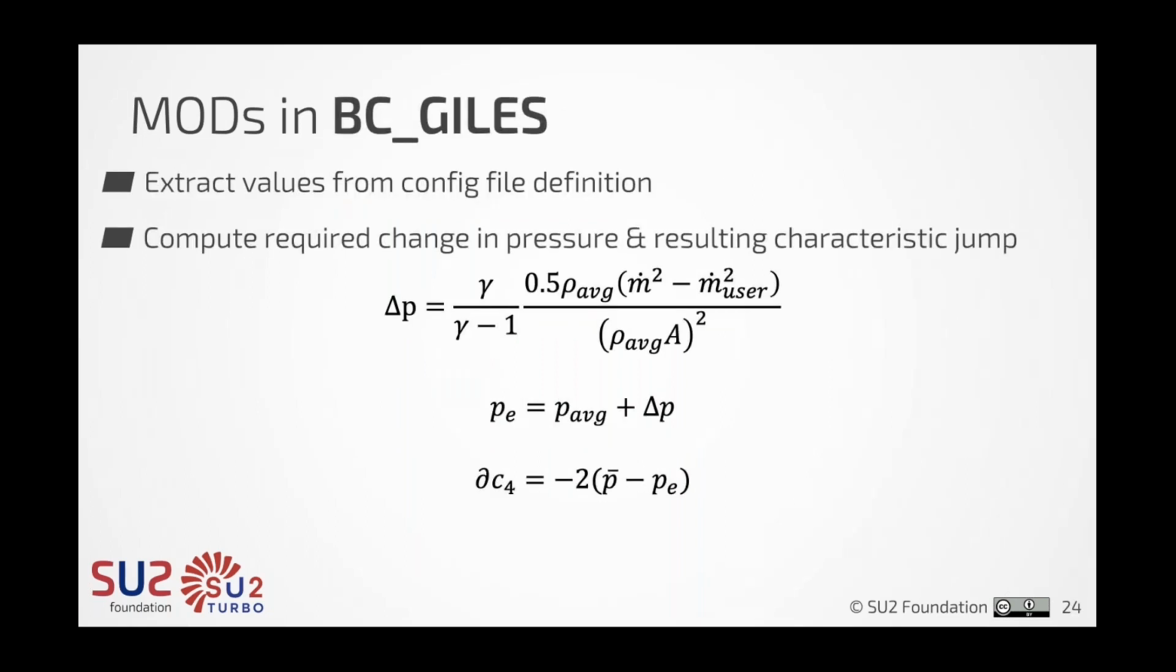So the mods in our boundary conditions look like this. We extract the value from the config file definition and then compute the required change in pressure using the equation that I showed above. Okay, so if everyone is clear on that, we'll get on to try and do some coding now, and hopefully this will go nice and smoothly.